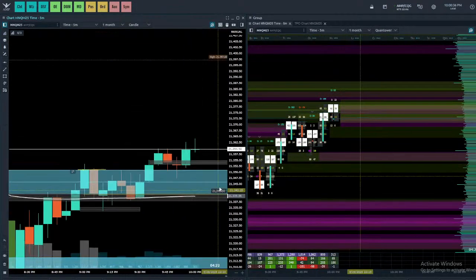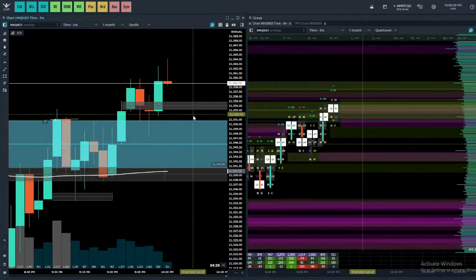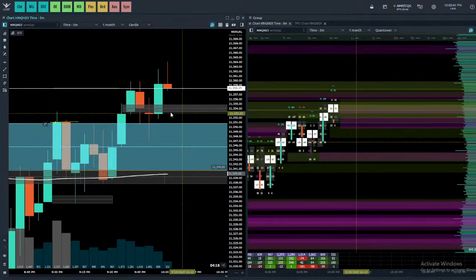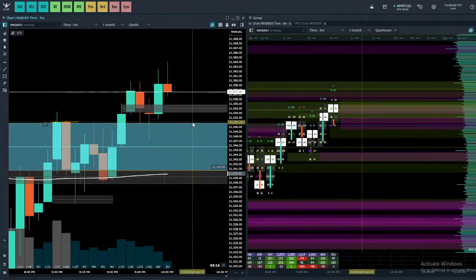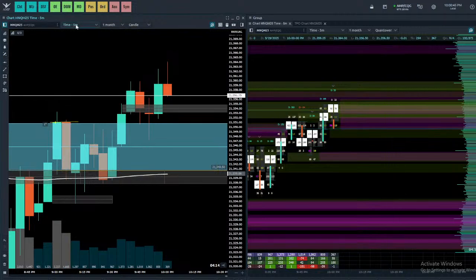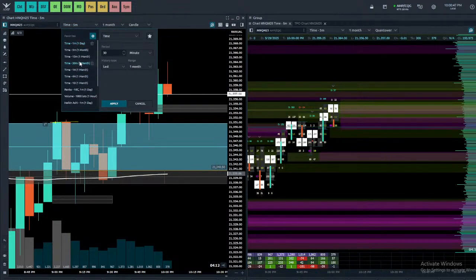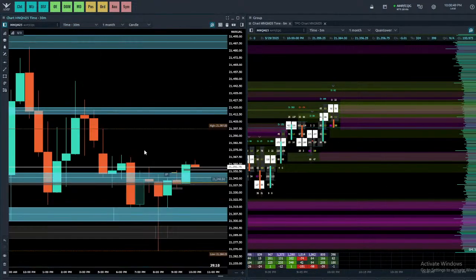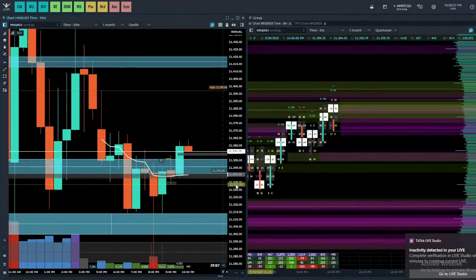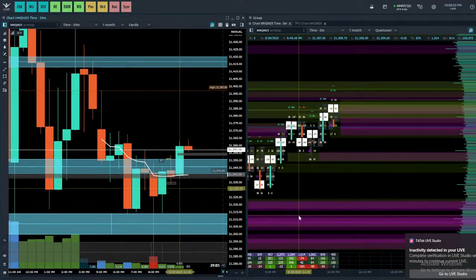No, I'm not in right now, but I should have been in right here. I should have been in right down here, right when we got that retest. Boom. But tonight I'm really trying to focus on looking at my higher time frames as well.